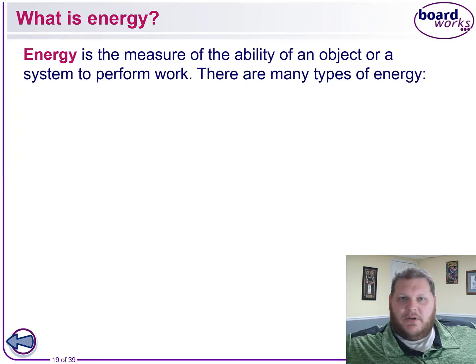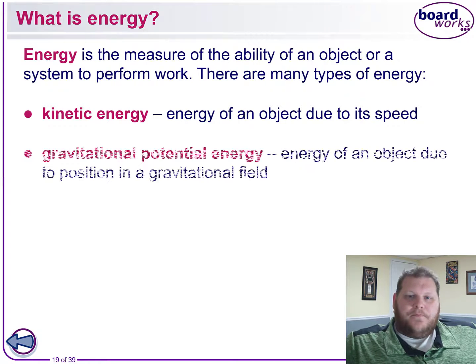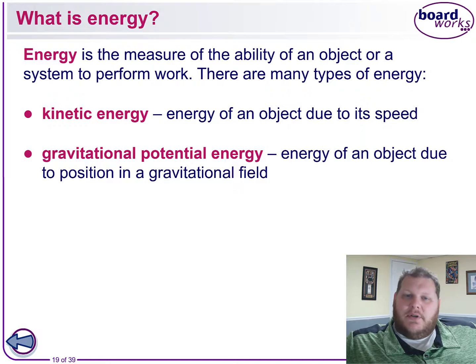We can measure what that energy is in a bunch of different ways, and we have a lot of different classifications of energy. The first one is kinetic energy, which is energy of an object due to its speed. So if an object is in motion, it has kinetic energy. We have specifically gravitational potential energy, which usually I'll just generalize to potential energy. There are different forms of potential energy, but these two are the ones we focus on primarily.